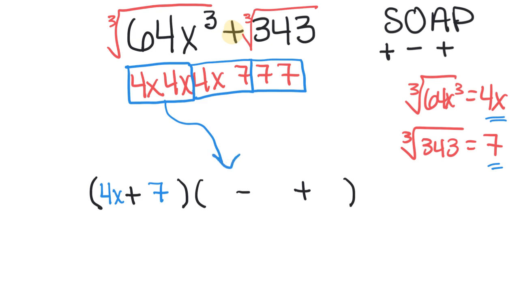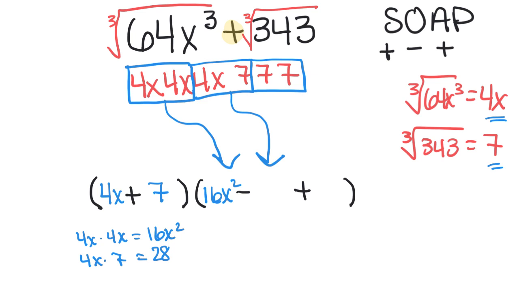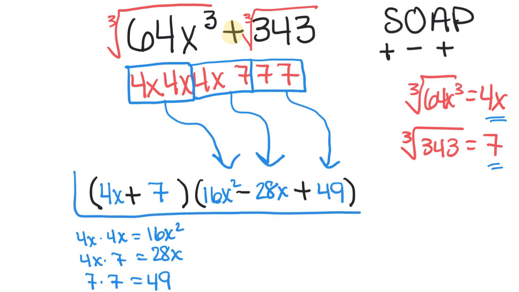4x times 4x is 16x squared. 4x times 7 is 28x. And then 7 times 7 is 49. And we're done. It's all a pattern.